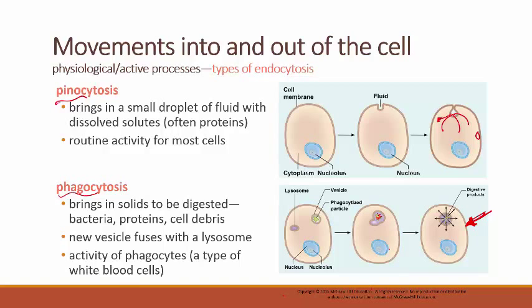And we have some very active phagocytes in the body. The white blood cells do a lot of phagocytosis, and they will cruise throughout the body looking for things that don't belong, consuming them and destroying them.